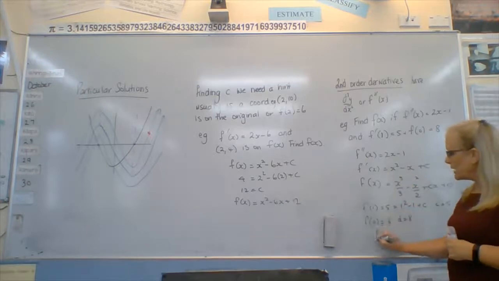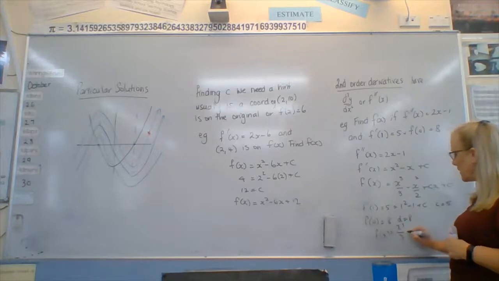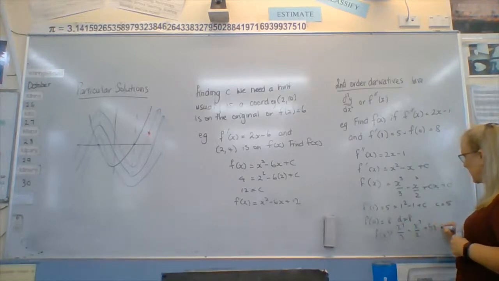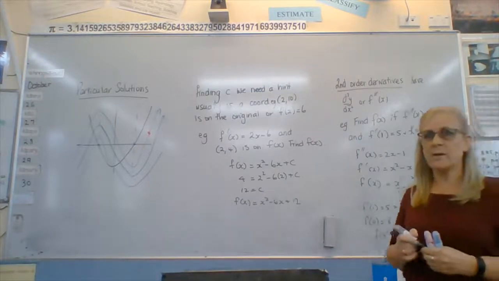So when we've got our answer, we've got f of x equals x cubed over 3 minus x squared over 2 plus 5x plus 8. All right, fairly straightforward sort of a lesson.